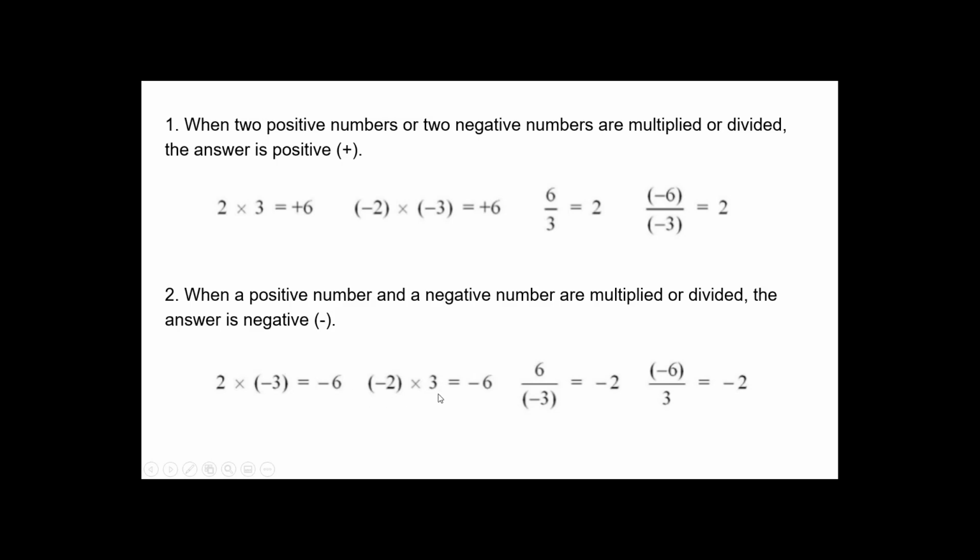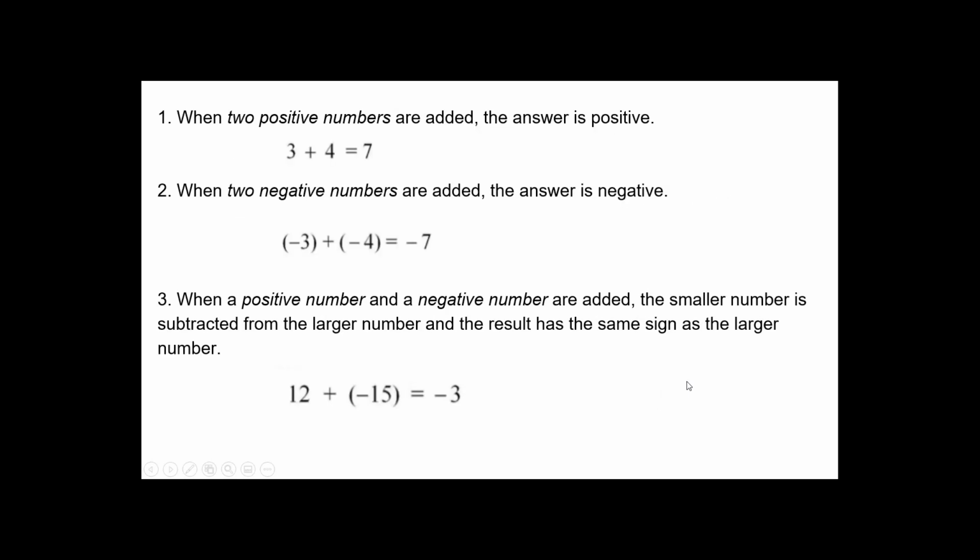Here we have -2 times +6, and again, our number is -6 because the negative sign does not cancel out, because there's only one. Same thing here. We have a -3 and we're dividing into 6. The value is -2. The negative sign does not cancel out, and the same goes for this last one.